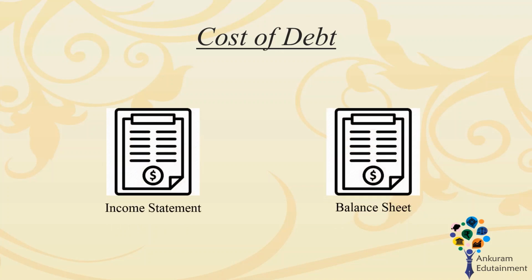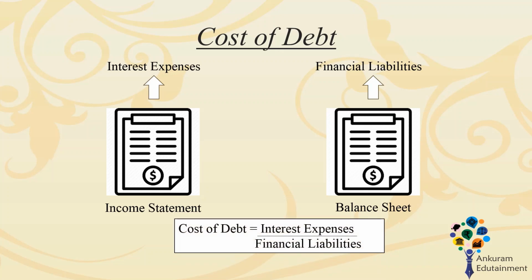So what is the process to calculate cost of debt and cost of equity? Cost of debt is easily available in company's balance sheet and income statement. Let me explain you how. The firm's balance sheet will contain certain financial liabilities, both short-term and long-term liabilities, and the sum of these two will give us the total amount of debt the company has. And the interest expenses reported on the income statement are the cost being paid to use these funds. Therefore, cost of debt is nothing but interest expenses divided by financial liabilities.